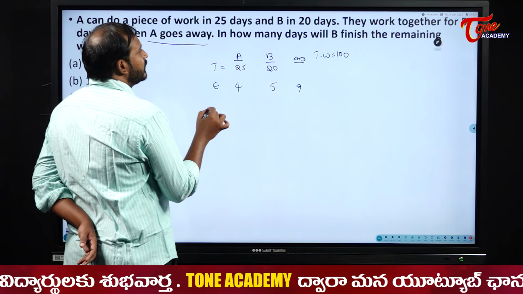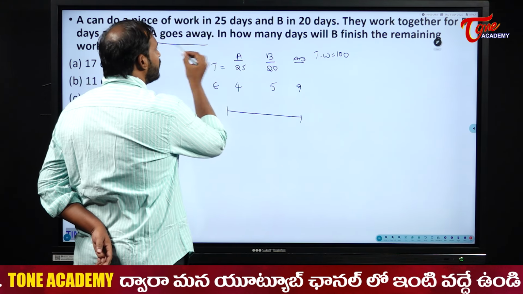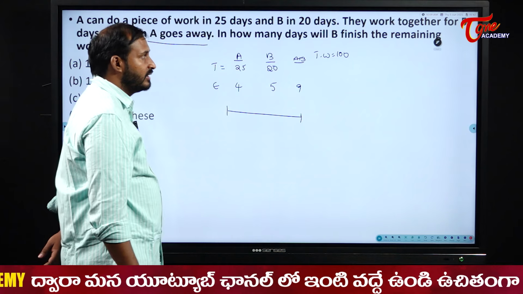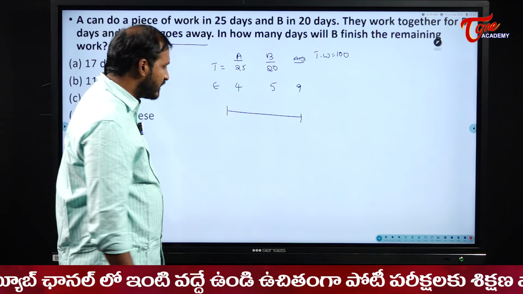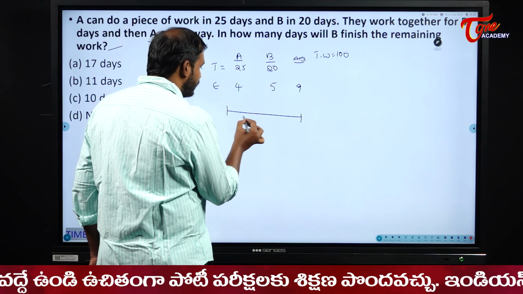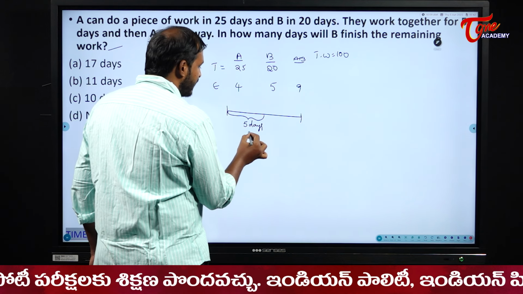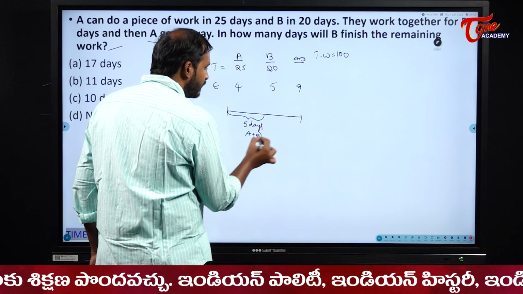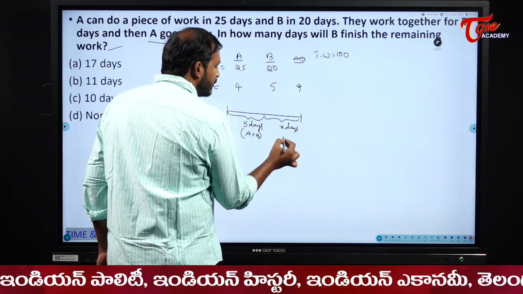Now, they work together for how many days? 5 days. And A goes away. In how many days will B finish the remaining work? They are asking us the time of the remaining work, right? So instead of taking my total time as x, I will divide it into two categories. This is 5 days where A and B worked, and this is x days where B alone worked.